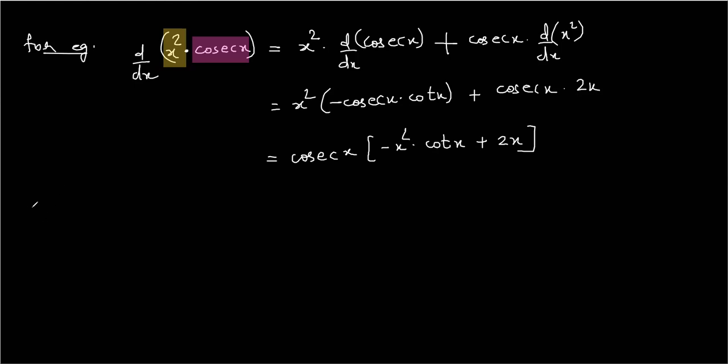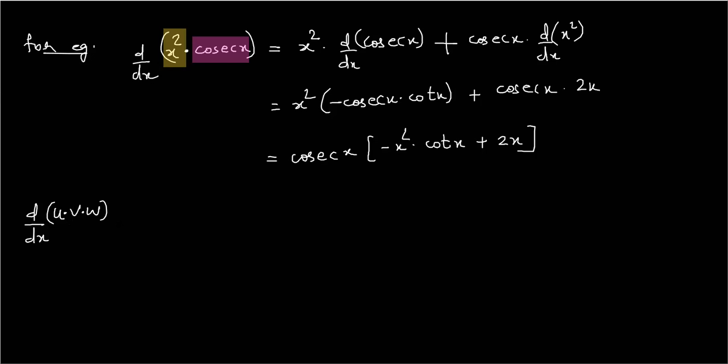This is the product rule, that is d by dx of u into v. We can continue this with the product of three functions. What I mean is, suppose we have d by dx of u v w. So this time we have a product of three functions. Then what would we do?